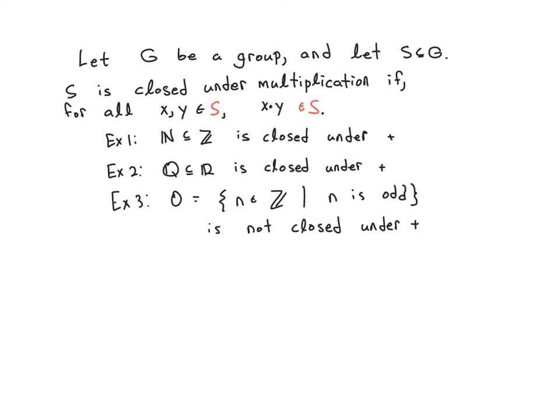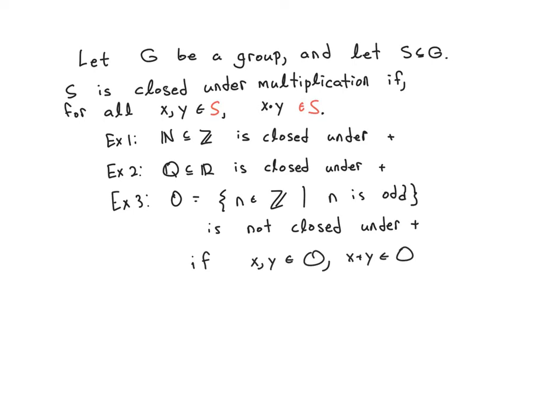Of course, in mathematics, it's also always good to give at least one non-example. So a non-example would be the set of odd integers. We claim this is not closed under addition. So what does it mean to be closed under addition? It means for any pair of odd numbers, their sum is odd. That's what it would mean to be closed under addition.